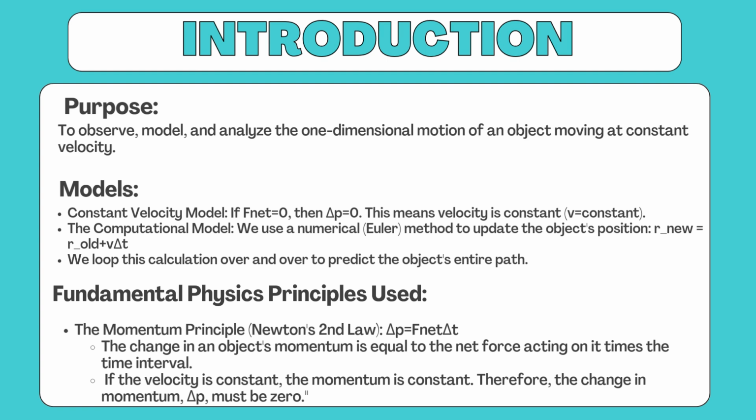The fundamental physics principle used was the momentum principle, which is Newton's second law, that a change in momentum equals net force times the change in time. The change in an object's momentum is equal to the net force acting on it times the time interval. If the velocity is constant, the momentum is constant. Therefore, the change in momentum must be 0.